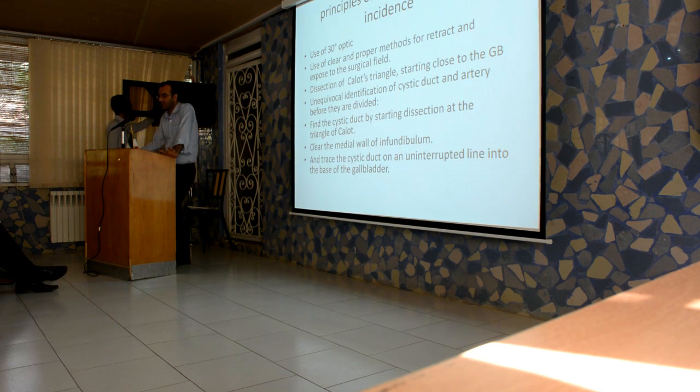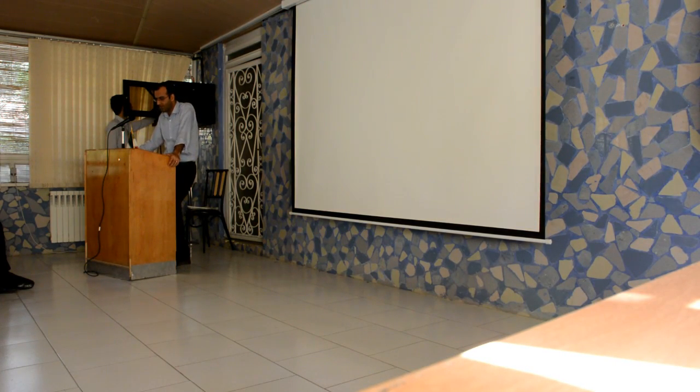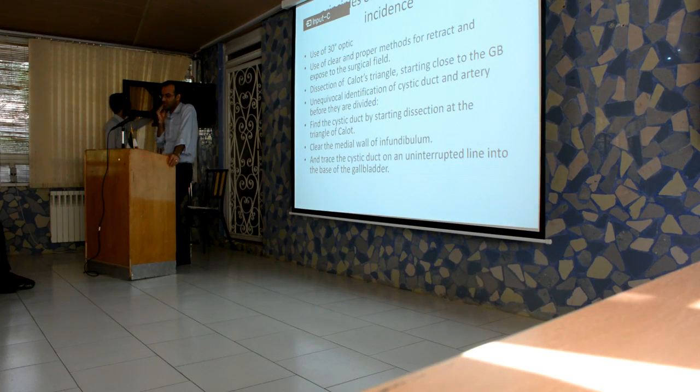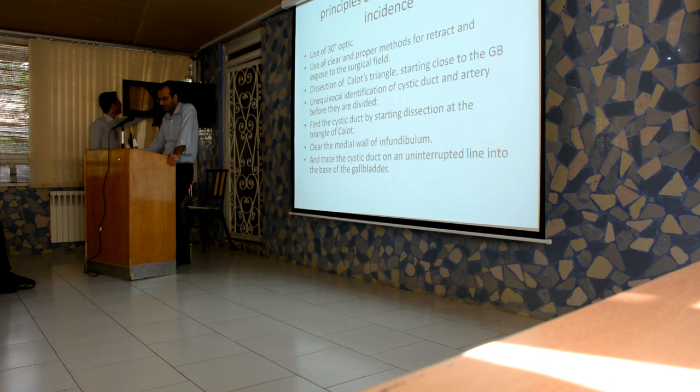Principles of reducing CBD injury are use of a 30 degree optic, use of the critical view of safety, and proper methods of traction and exposure of the surgical field, with dissection of Calot's triangle starting close to the gallbladder and cystic duct at the medial wall of the infundibulum.